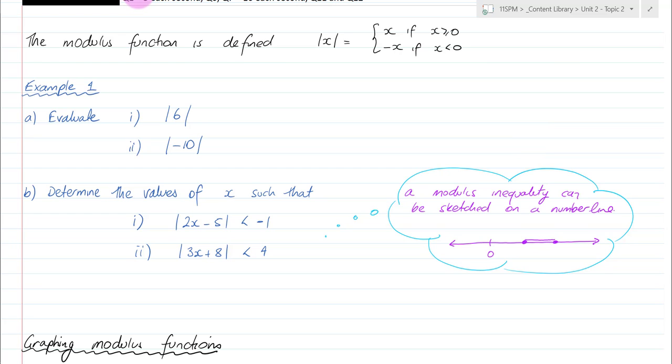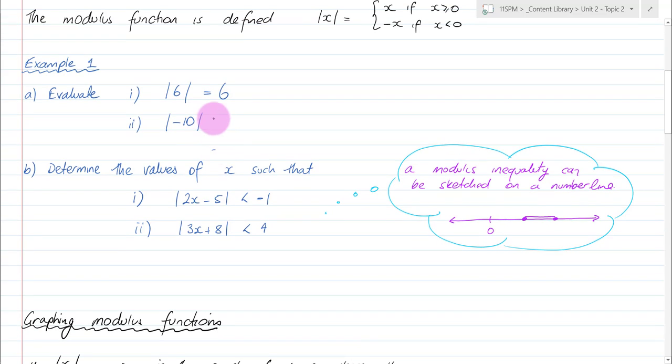So the modulus of 6 is 6. And the modulus of negative 10 is 10. Easy. Good. That's question 1 of the textbook exercise. On with that. Determine the values of x such that the modulus of 2x minus 5 is less than negative 1, or the modulus of 3x plus 8 is less than 4. Any thoughts?